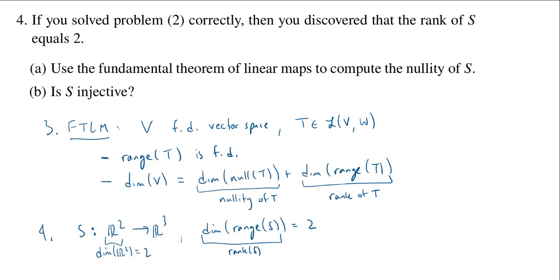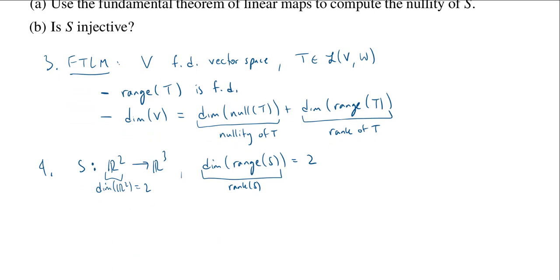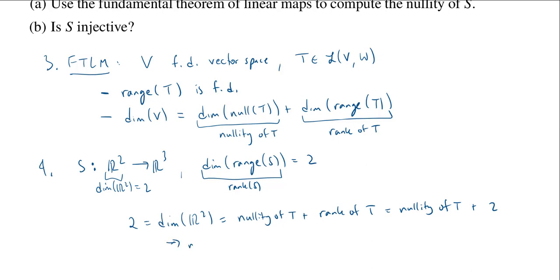So using the fundamental theorem of linear maps, we know that 2, which is equal to the dimension of R2, has to equal the nullity of T plus the rank of T. And we computed in problem 2 that the rank of T is equal to 2. So we get the nullity of T plus 2. But if 2 is equal to something plus 2, then we conclude that the nullity is 0. So the nullity of T is equal to 0.